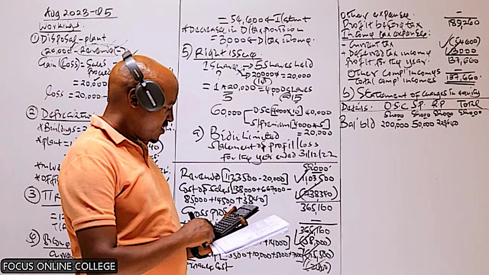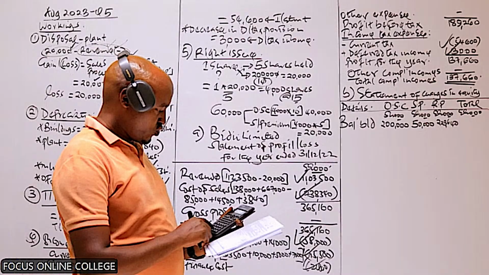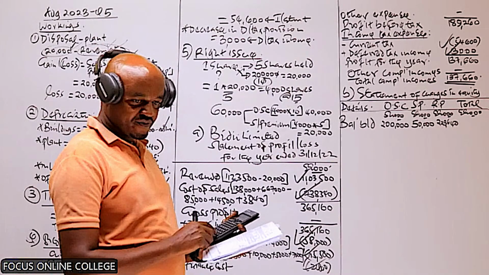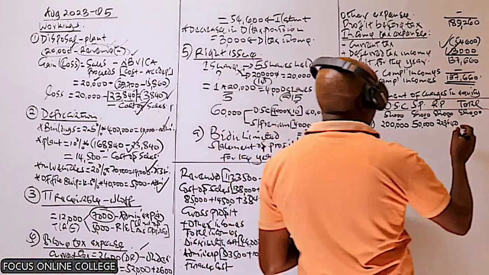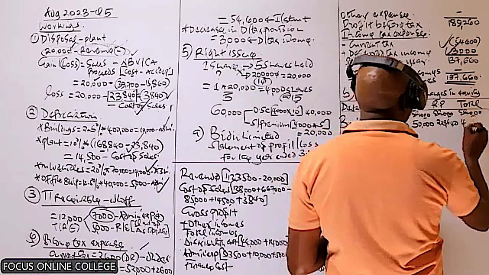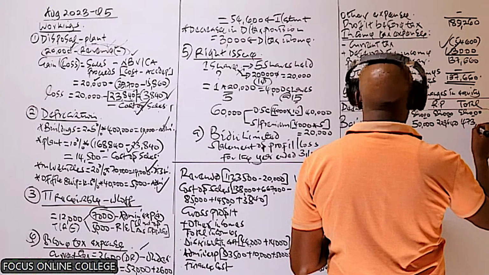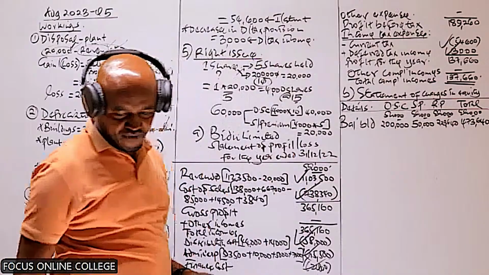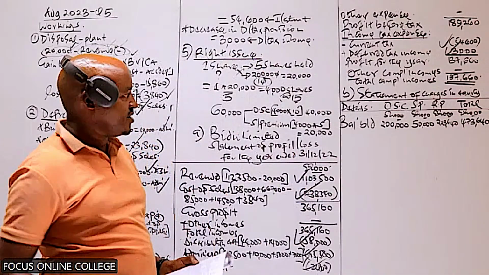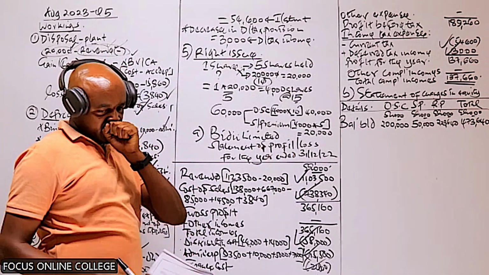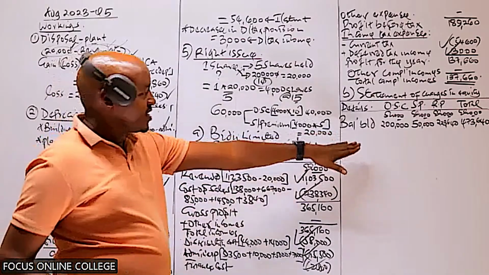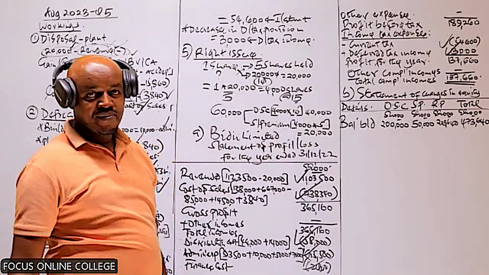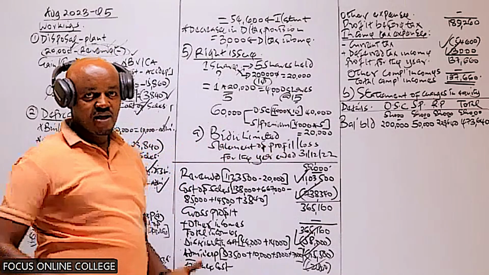We have 250 plus 223,640, which will give us 473,640. Then what do we need to do? We need to record the various items or transactions which occurred during the current year, and which affect these items of equity.